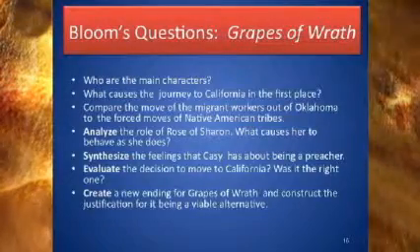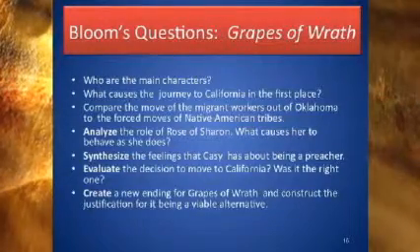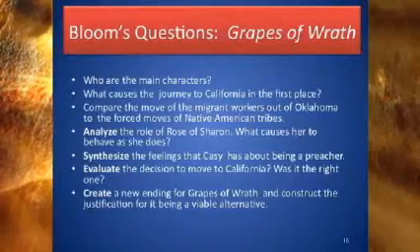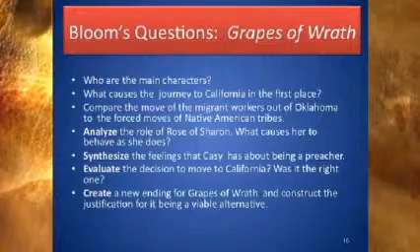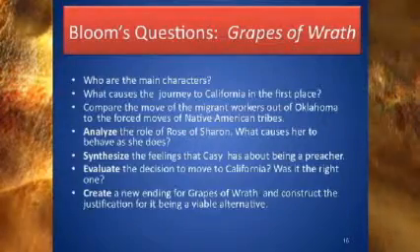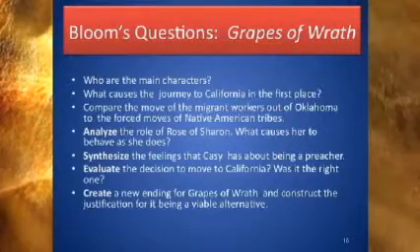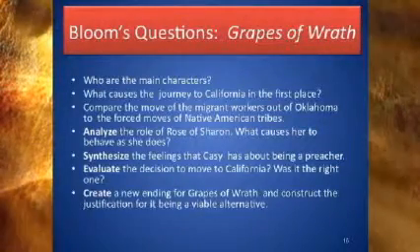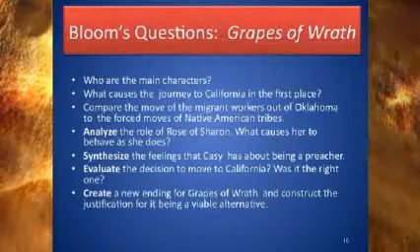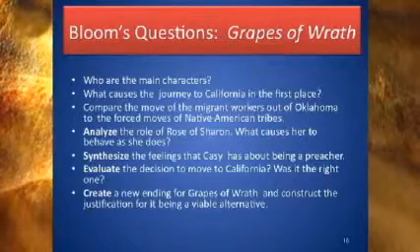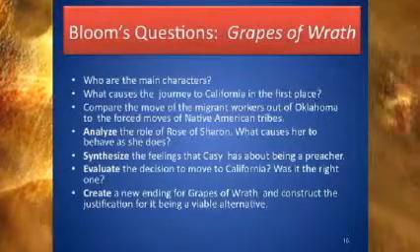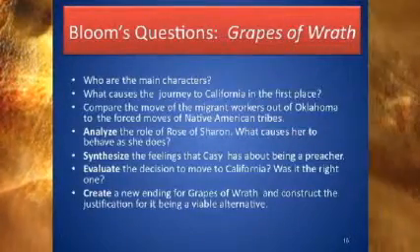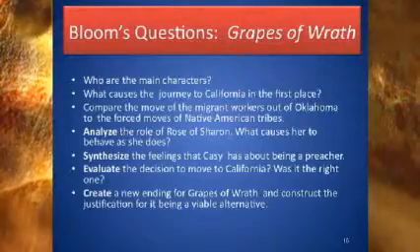Compare the move of the migrant workers out of Oklahoma to the forced moves of Native American tribes. Analyze the role of Rose of Sharon. What causes her to behave as she does? Synthesize the feelings that Casey has about being a preacher. Evaluate the decision to move to California. Was it the right one? Create a new ending for The Grapes of Wrath and construct the justification for it being a viable alternative.